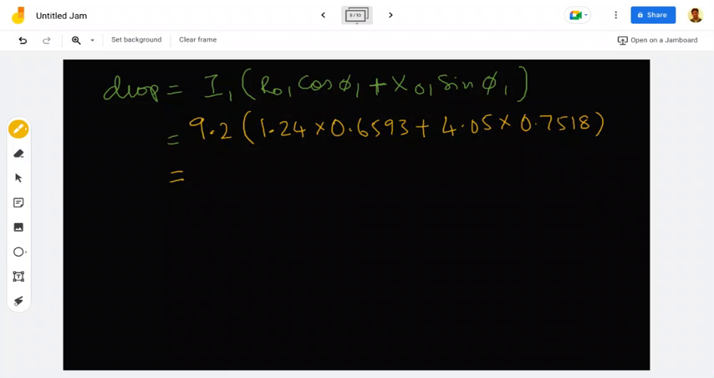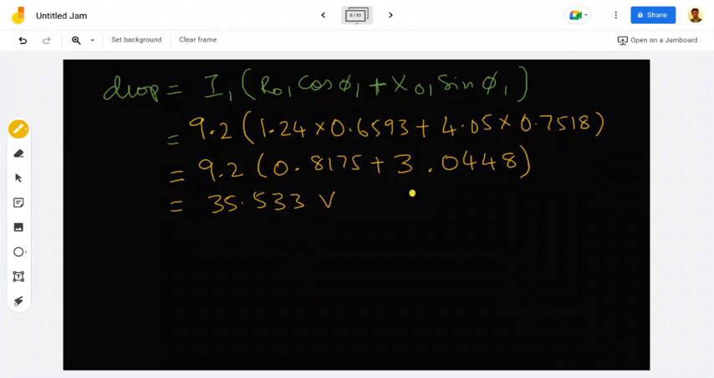1.24 times 0.6593, so 0.8175, plus 3.0448. So to this I will add 0.8175. To that I'll multiply 9.2. So totally I'm getting 35.533 volts of the voltage drop.